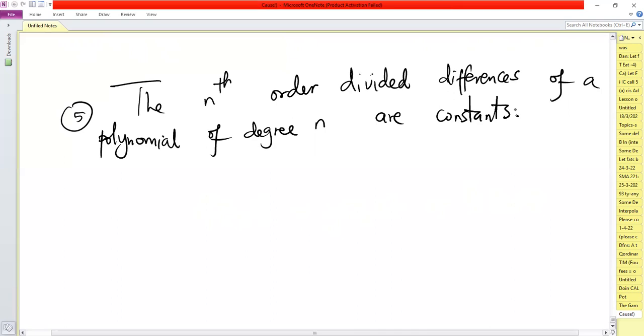So once you know those properties, you'll be able now to solve some problems on divided differences, especially on how to use divided differences to obtain an interpolating polynomial for a given problem. So next session, we'll discuss how to carry out interpolation by the divided differences method. Thank you.